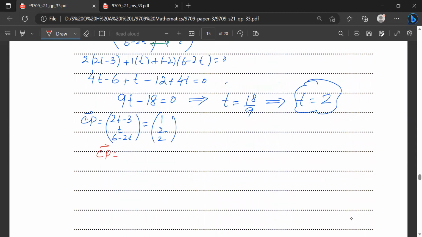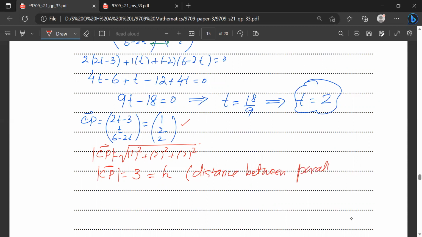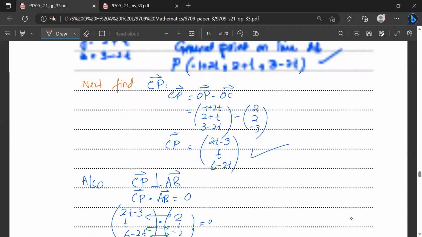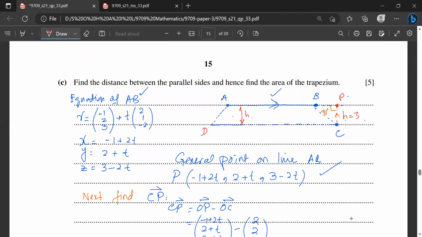The magnitude of CP is the square root of 1 square plus 2 square plus 2 square, which is equal to the square root of 1 plus 4 plus 4, which is equal to 3. This is the height, the distance between the two parallel sides of the trapezium. So we have 3, the distance between the two parallels.